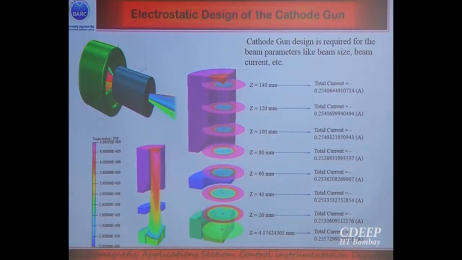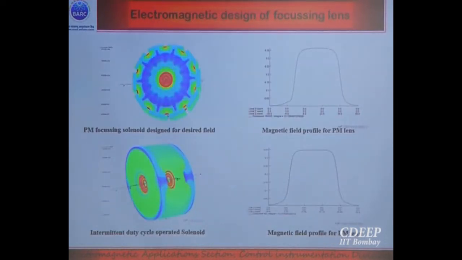So we start with the electrostatic design of the cathode gun, because once you are designing a magnetic circuit, you need to know the beam parameters, and how the magnetic field is affecting the beam. In the simulation we find out at what point what the beam size and total current are, for which we have to apply magnetic forces. Then comes the electromagnetic design of the focusing lenses.